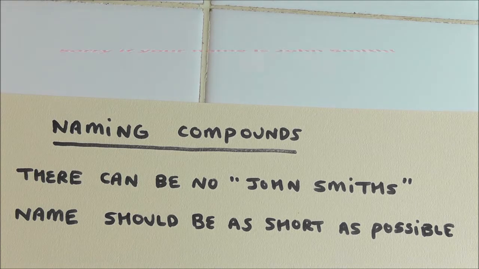So, for example, there's carbon monoxide, carbon dioxide, and that kind of thing. Number two is that we should make the name as short as possible. So we're not going to try to add in all sorts of other verbiage that isn't necessary. So you'll see that quite a bit as we go along.